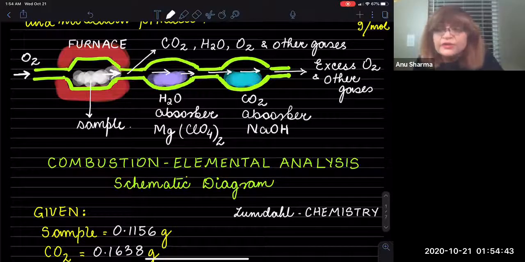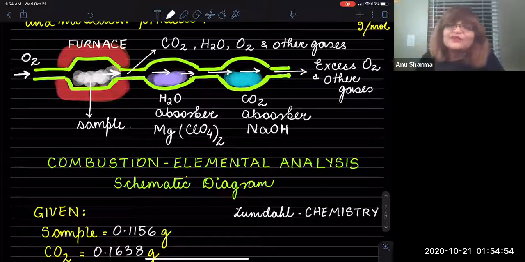But we're not really interested in carbon dioxide, we're not interested in water, we are only interested in carbon and hydrogen. And where is that carbon and hydrogen coming from? It's coming from the sample. Okay, and so we are trying to determine how much of that is there, and so that's where the empirical and the molecular formulas come into play.